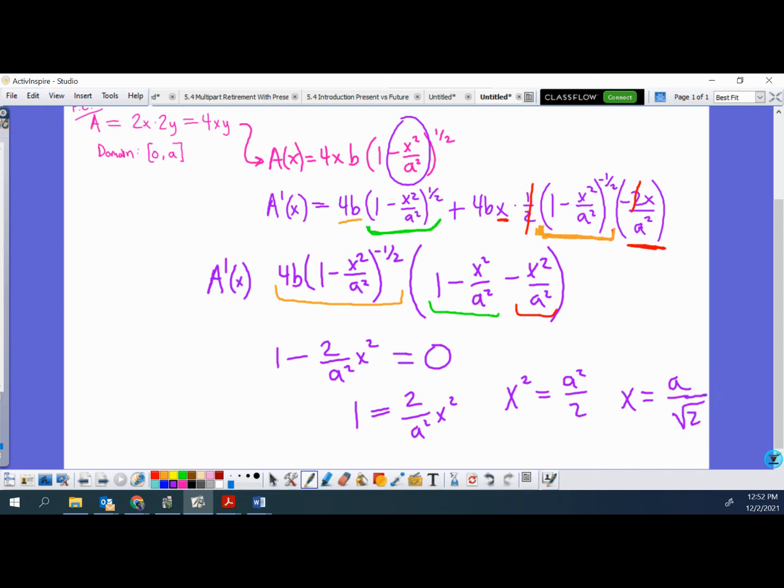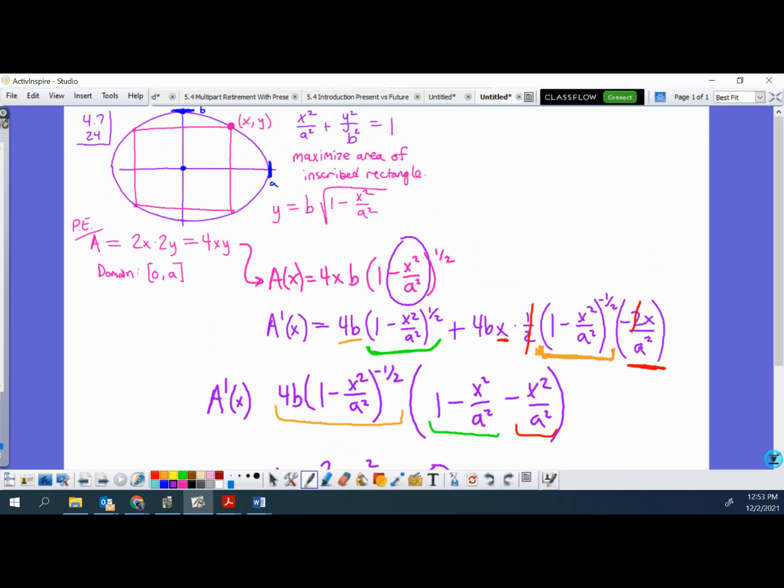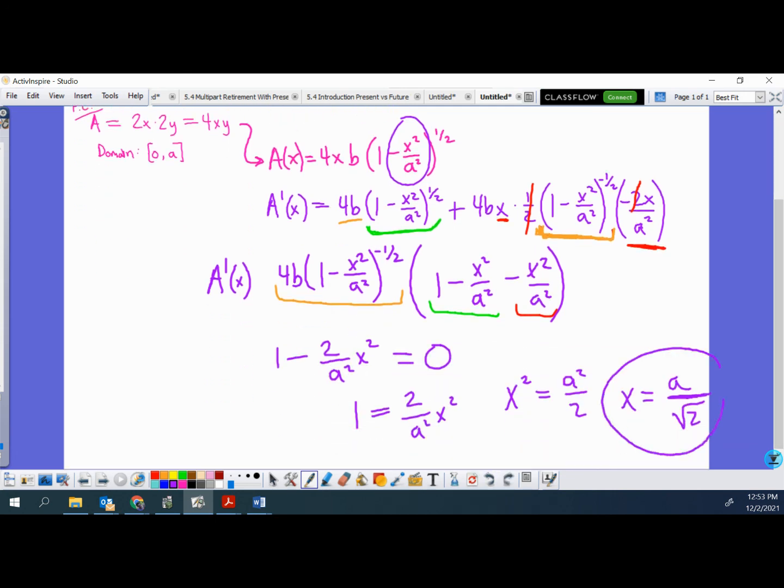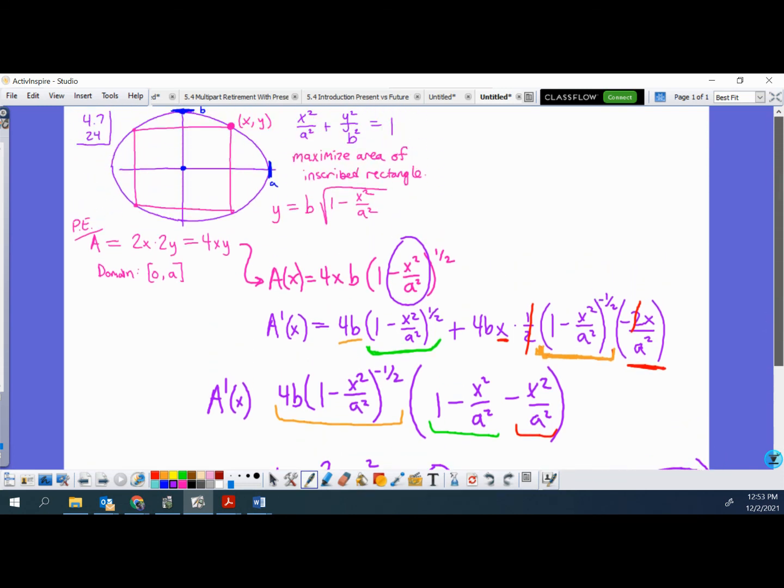If you have a red flag going off like, hey, don't forget the plus or minus, generally you're right. But again, this is an applied problem. I'm looking at the top right corner of that rectangle. It's going to have a positive x coordinate, so I'm not worried about the minus. So this is my optimal x coordinate for the area.